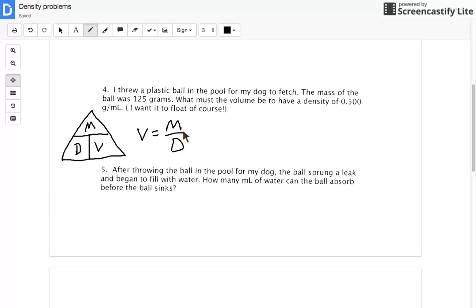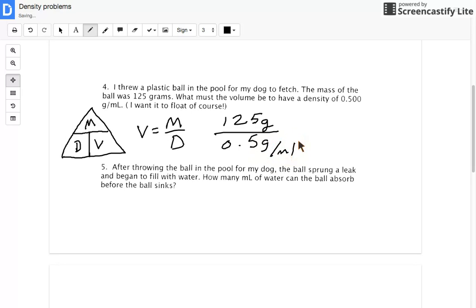Now, just to remind you, it's always good to write the number and the unit. So the mass of this particular one is 125 grams, and you're going to divide that by the density, which is 0.5 grams per milliliter. Remember, when you have something on top and bottom of the division line, that means these units are going to cancel when you do the math. That's going to leave you in milliliters, which is a good indicator that you've done the problem right, because a volume measurement is what you want your answer to be in, and milliliters is a volume measurement.